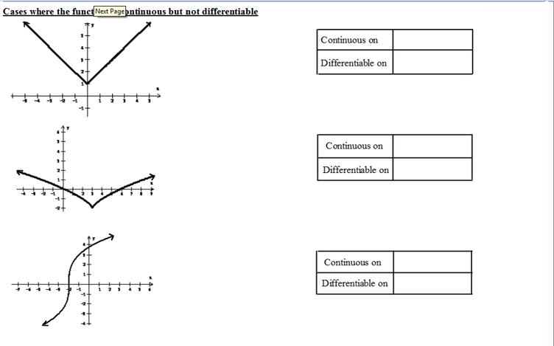Okay, now let's look at some cases where the function is continuous, but not differentiable. So you can see our linear absolute value graph here. You can see at this point right here, it's continuous. They do meet up. So this graph is continuous on negative infinity to infinity. But we've got a corner right here. So we've got an abrupt change in the slope.